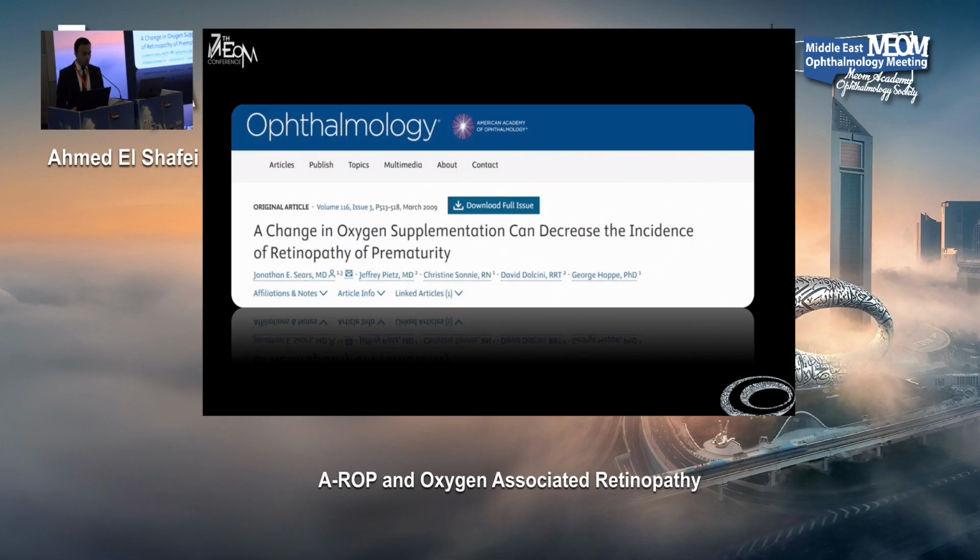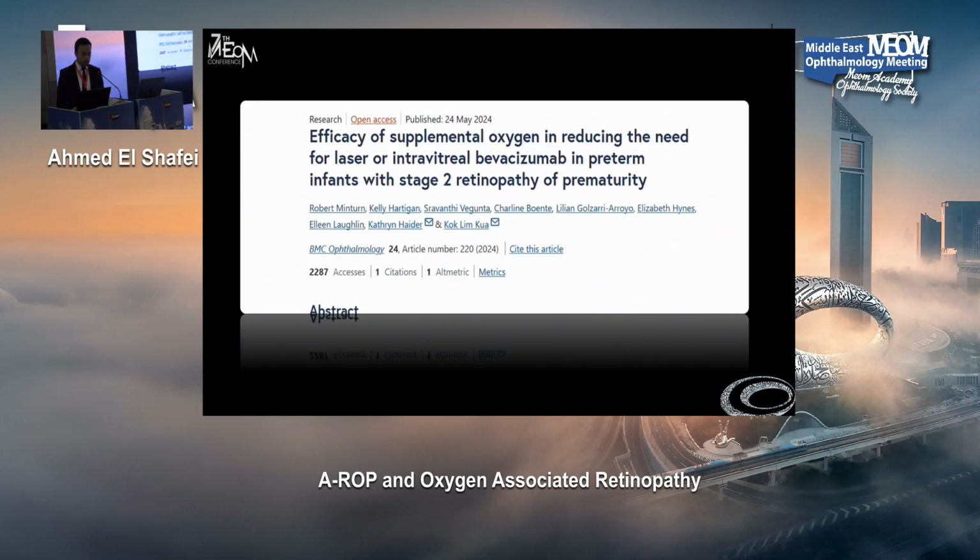A change in oxygen supplementation can decrease the incidence of retinopathy of prematurity in multiple papers, as you can see. And usually they target the babies by lowering the oxygen level at the early stages and then increasing the oxygen to above 95 to 100% when stage 2 started to develop in these children.